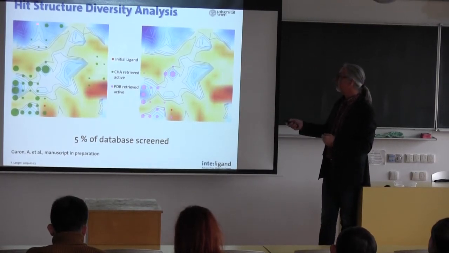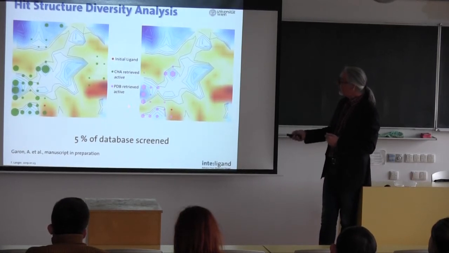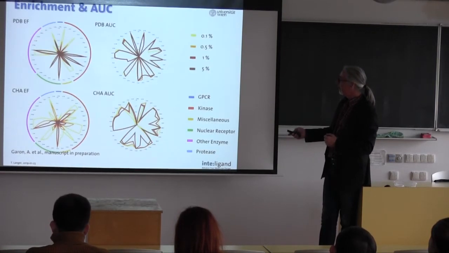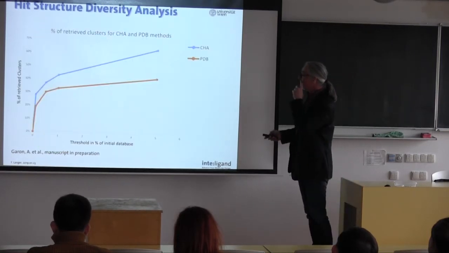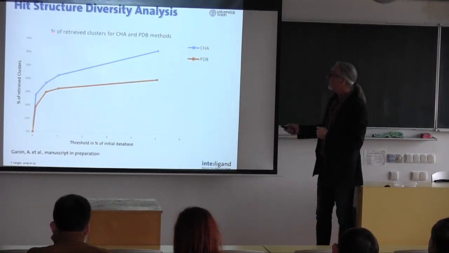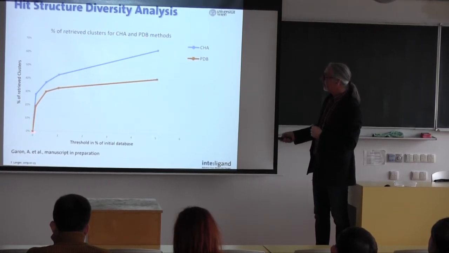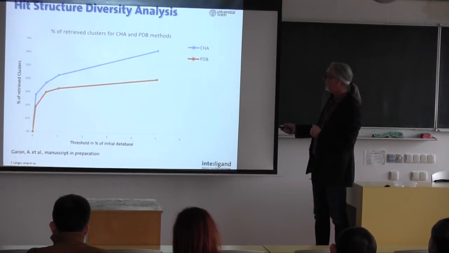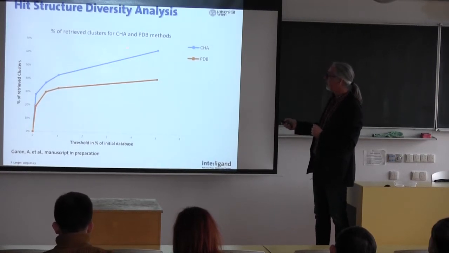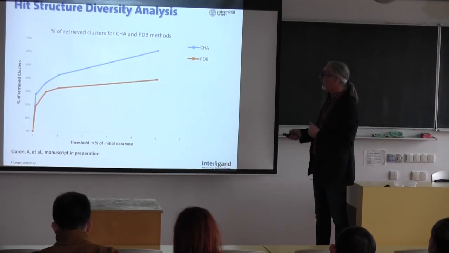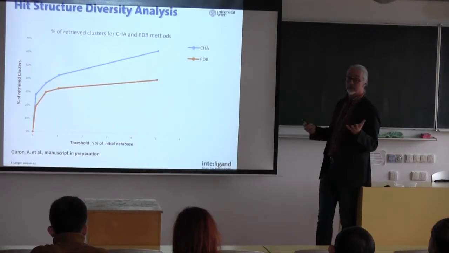And at 5%, you see you really cover a lot of different space, where in the PDB you are still in the original ligand space, right? With one exception here. I want to skip this one, but the diversity here, the number of retrieved clusters for the common hits approach and PDB model, at the beginning stays the same, and then they separate, and the PDB stops at something like 40%, whereas the common hits approach reaches almost 65% of hits that are structurally diverse.